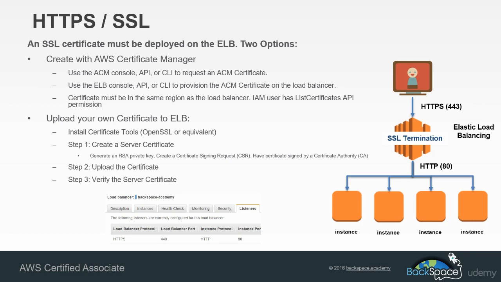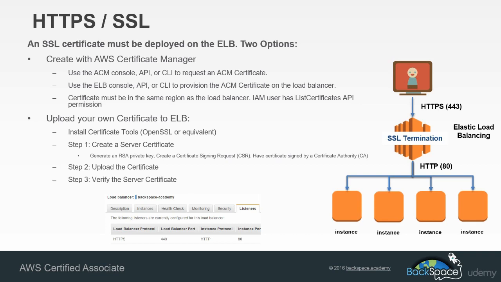Then you would create a server certificate, and that would involve generating an RSA private key, and then creating a certificate signing request, a CSR. And then you would have to get that off to your certificate authority to have a certificate signed by that certificate authority. And once that whole process was done, then you could upload that to your Elastic Load Balancer, and then from there you could verify that it was working. So that was the old process, quite difficult.